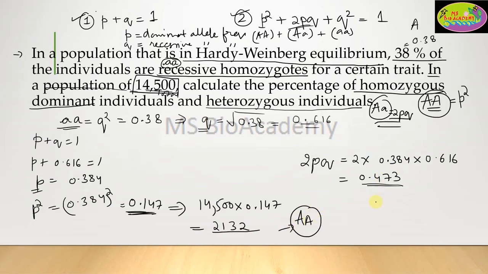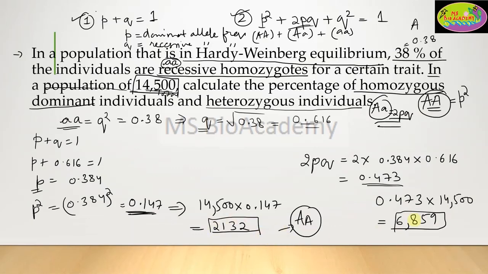And how many are with the heterozygous? Again here also you have to do the same way, just multiply it with the total, that is 14,500. So here also you will get some 6,859 individuals. All right, so this is the final answer of your question.